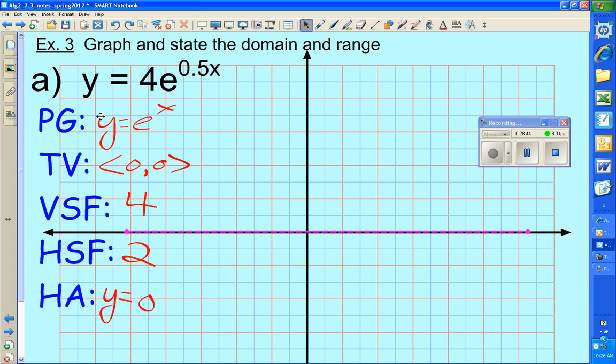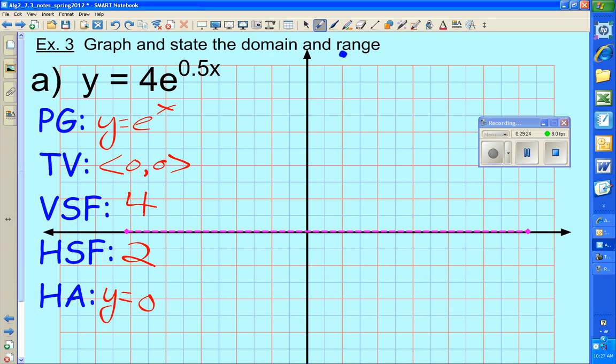When we graph this, the parent graph says right 1 up e. Based on our list, what do we do? Right 2 with, what was it? 4e. Right 2 up 4e. I don't know what 4e is. Sounds like an apartment. What is it? 10, almost 11. So right 2 up almost 11. So we're way up here on my graph.